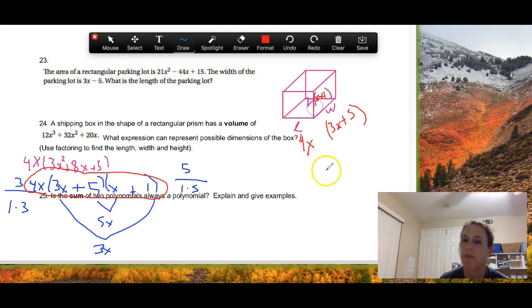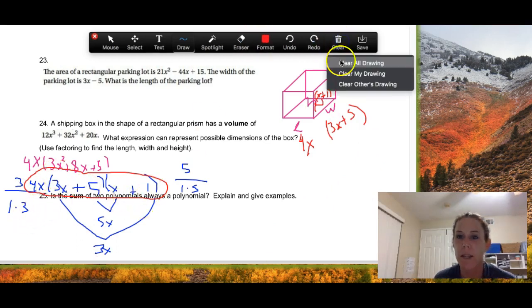All right, it doesn't specify which is which. That says x plus 1. That's really hard to read. Let's try that again. This says x plus 1. And I'm pointing to the height right there. Okay, so length 4x, width 3x plus 5, height x plus 1, that would work. Or just write all the factors for length, width, and height. Okay, so 3 dimensions on that.